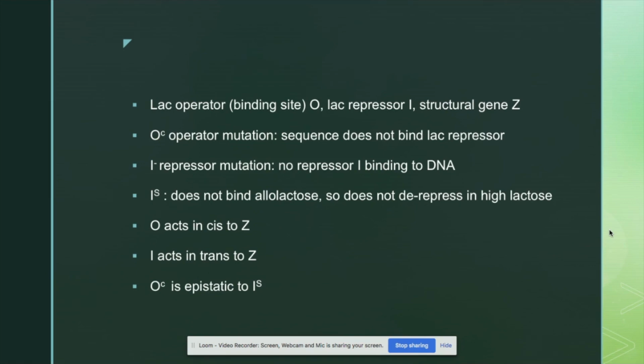and so this means that the repressor can't ever be inactivated, and so the repressor will always bind to the operator and block transcription. And it is important to note that O acts in cis to Z, I acts in trans to Z, and OC is epistatic to IS, which I will explain further in one of our future examples.